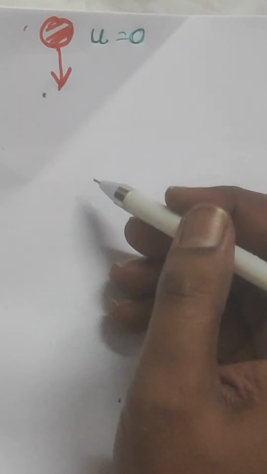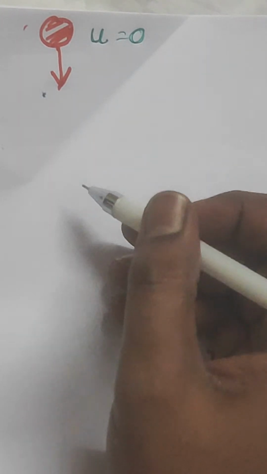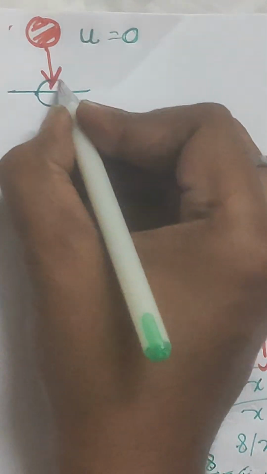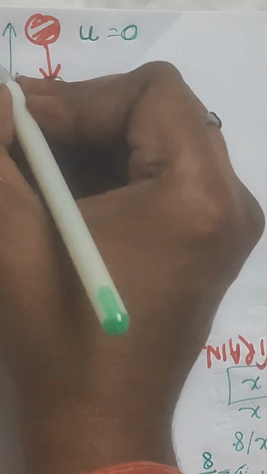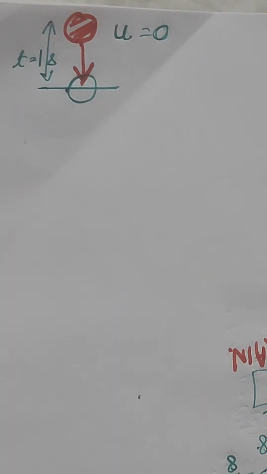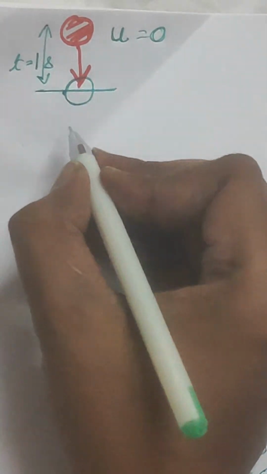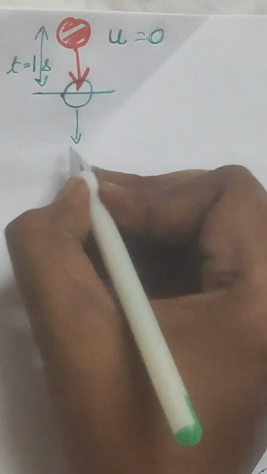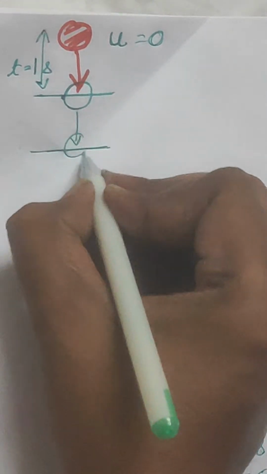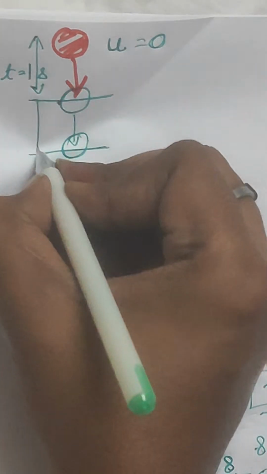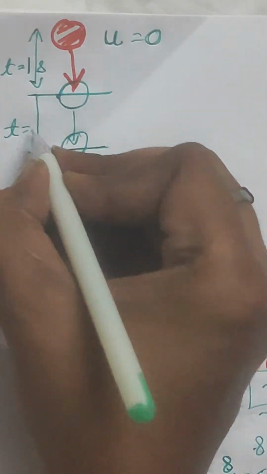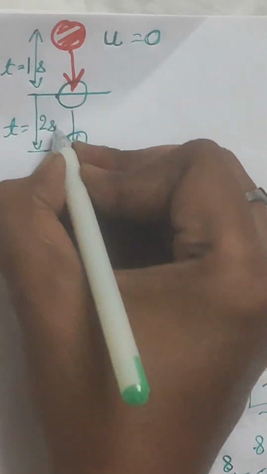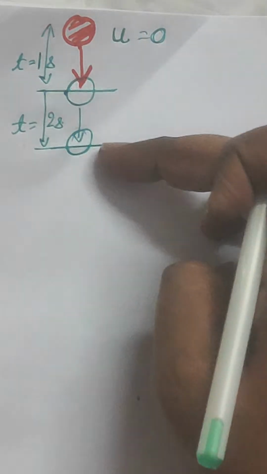The ratio of the distance traveled in first, second, third and fourth second. So let us say the ball reaches here in the time period of t equal to 1 second. Now from here to here, the ball reaches another position in another 1 second. So in total 2 seconds of time the ball reaches from A to C.